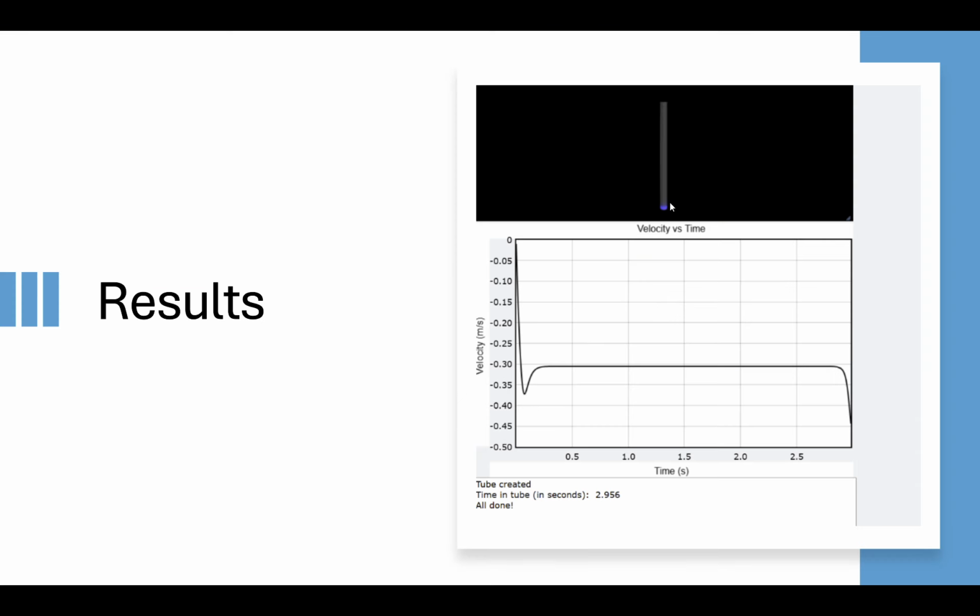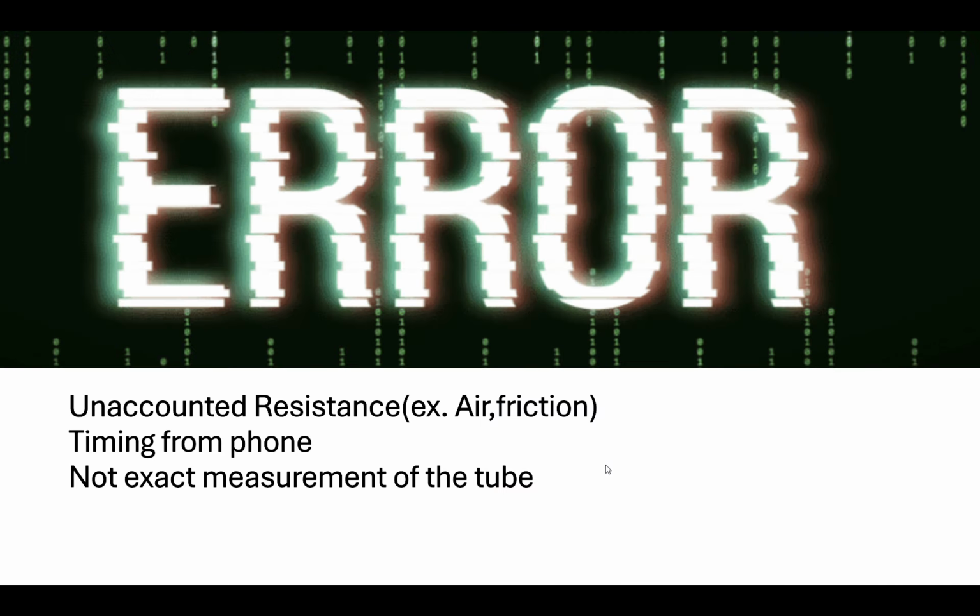Alright, so these are our results. As you can see, for velocity, when the magnet is fully inside the tube, it reaches a constant velocity, and then when it goes out, it just drops. And you can see the time is 2.956 seconds.